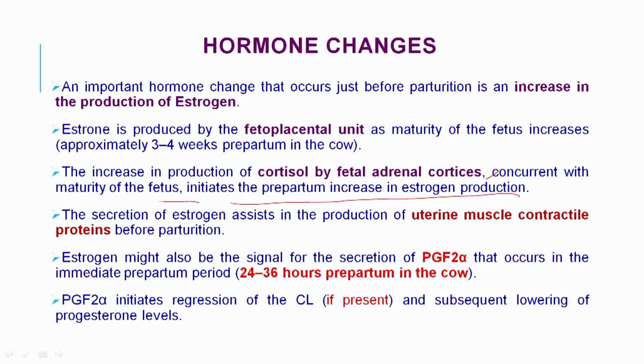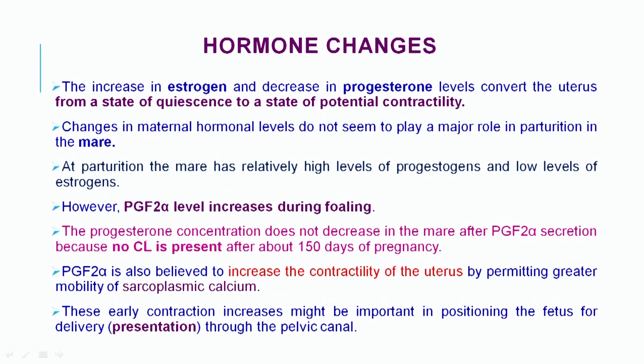The secretion of estrogen assists in the production of the uterine muscles' contractile protein. Before parturition, estrogen might also signal the secretion of PGF2 alpha. PGF2 alpha initiates the regression of the CL if it is present, and the increase in estrogen and decrease in progesterone levels convert the uterus from the state of quiescence to the state of contractility. However, PGF2 alpha level increases during foaling.